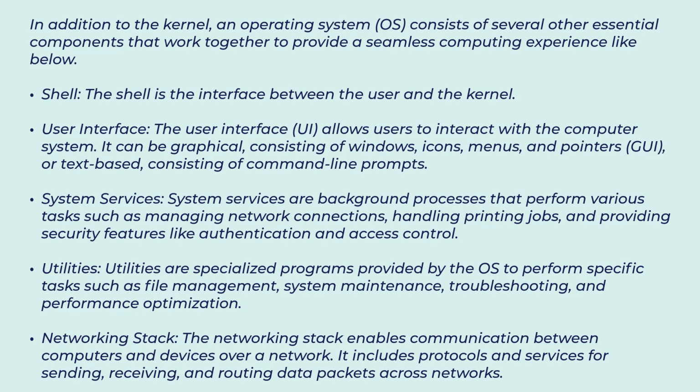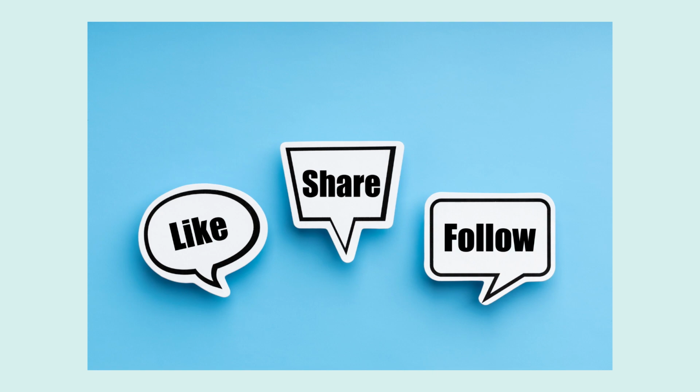Then we have specialized programs which are called utilities by the OS, which perform specific tasks such as system maintenance, troubleshooting, performance optimization, etc. Then there is the networking stack, which enables communication between computers and devices over a network. It includes protocols and services for sending, receiving, and routing data packets across networks. So there is a security subsystem. All these components work together seamlessly to provide users with a functional and reliable computing environment. So this was about the kernel.